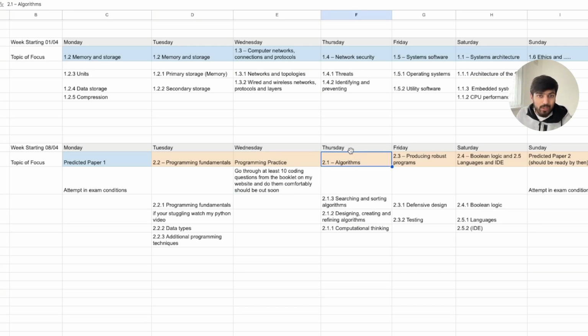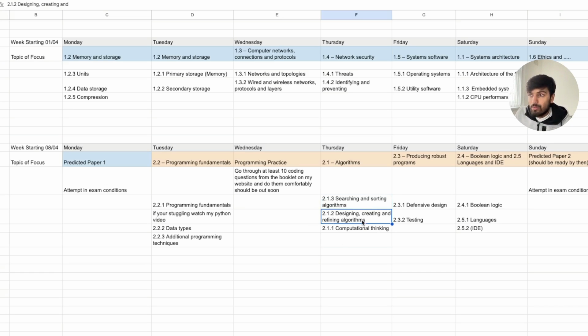Now, on Thursday, now that you've learned some of the fundamentals in programming, you'll find that algorithms are much easier to understand, as well as the code for it. So searching and sorting algorithms. This is binary search, linear search, bubble sort, insertion sort, merge sort. Everything you gotta know how to do. This means including the code, which you can find on my older TikToks, as well as Seneca Learning, as well as past paper exams that have small code snippets of it.